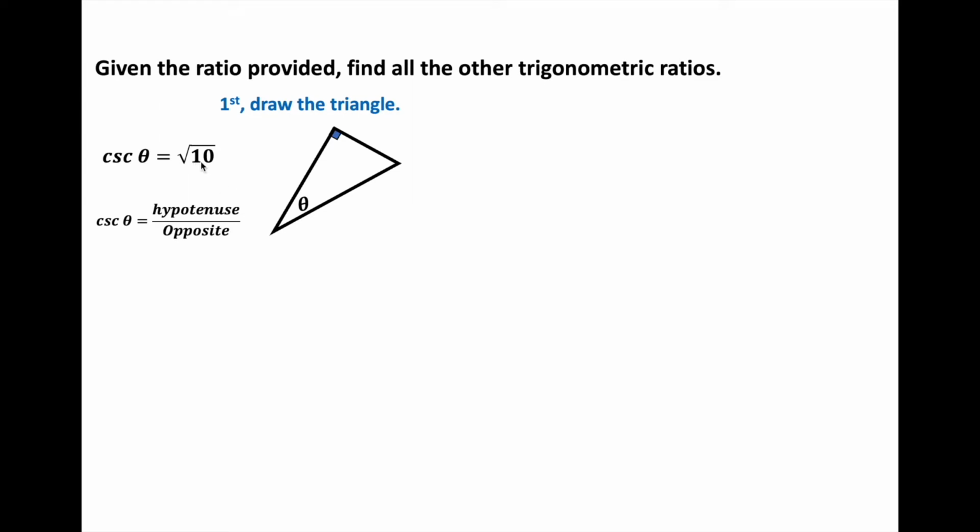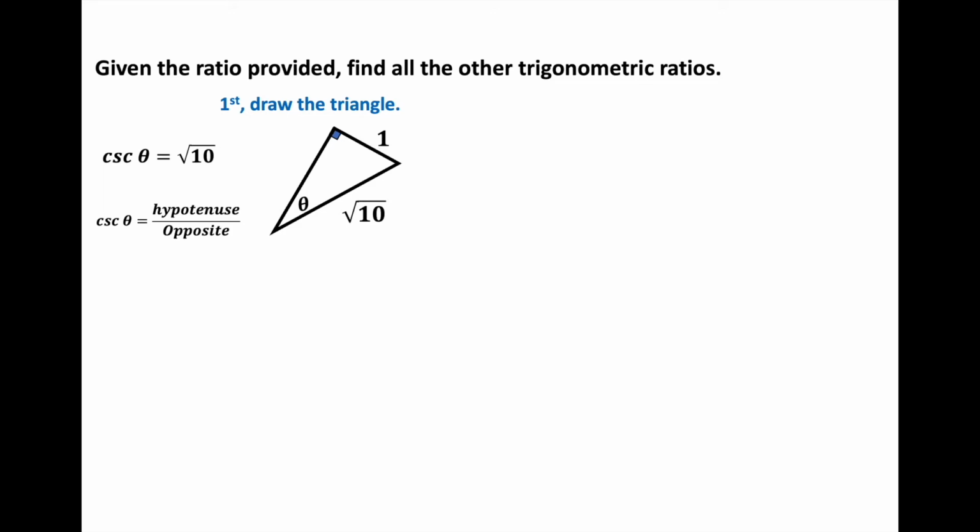I know it's radical 10, but I don't have anything on the bottom, which means if I were to write this as a fraction, it would be the square root of 10 over 1. So the hypotenuse would be the square root of 10. That means the opposite side, the top, would be 1. All right, that's not so bad.